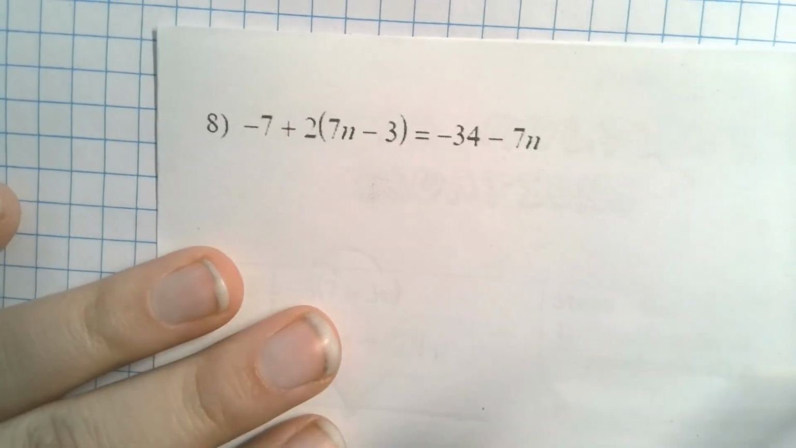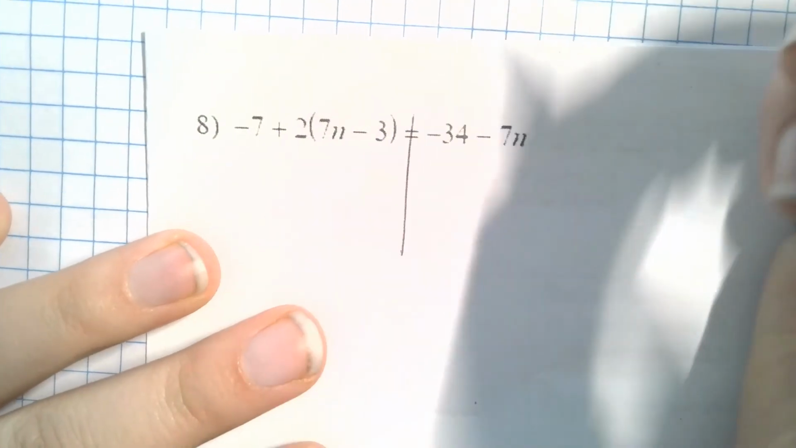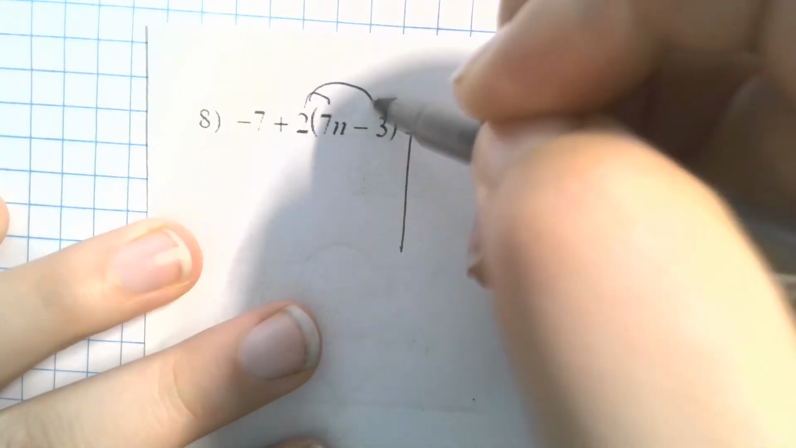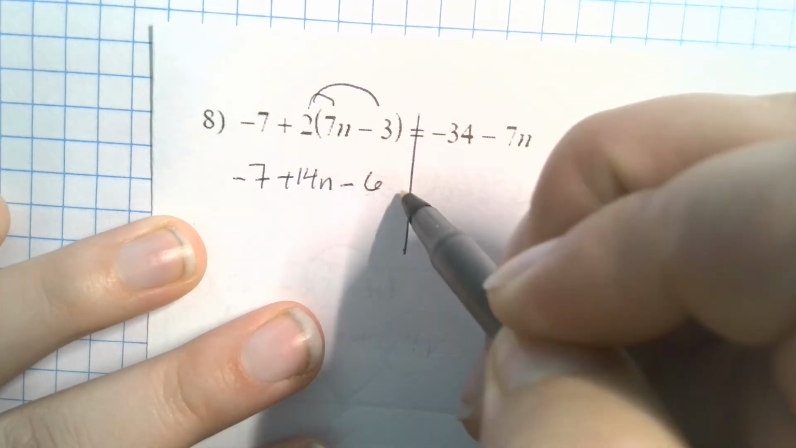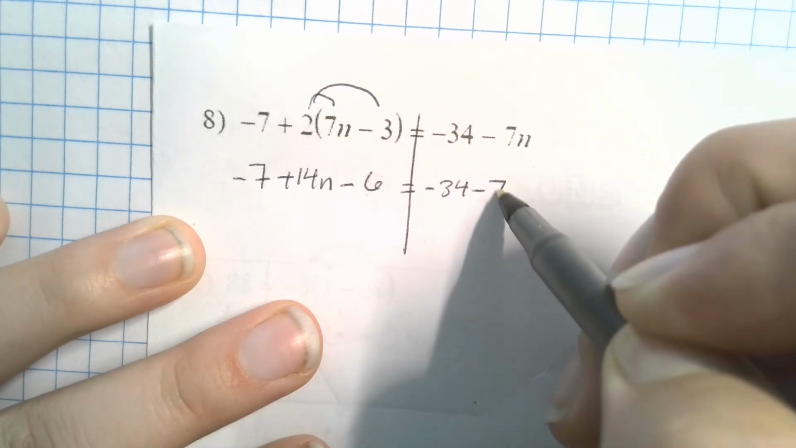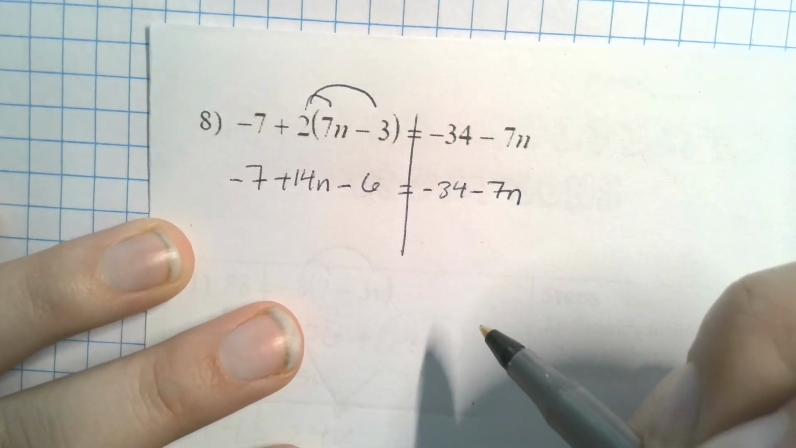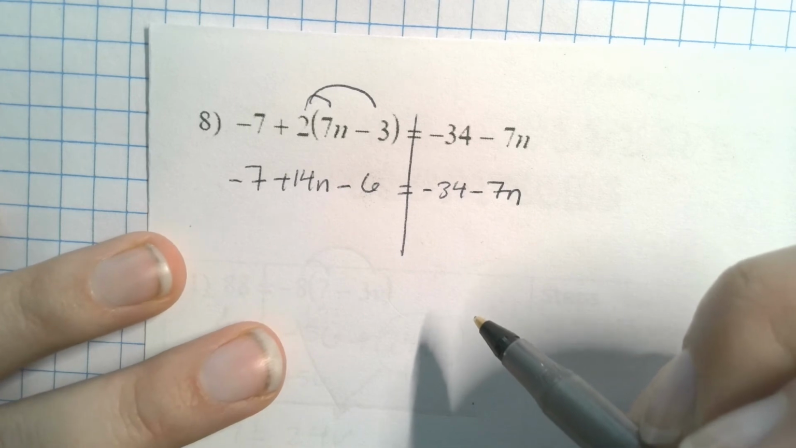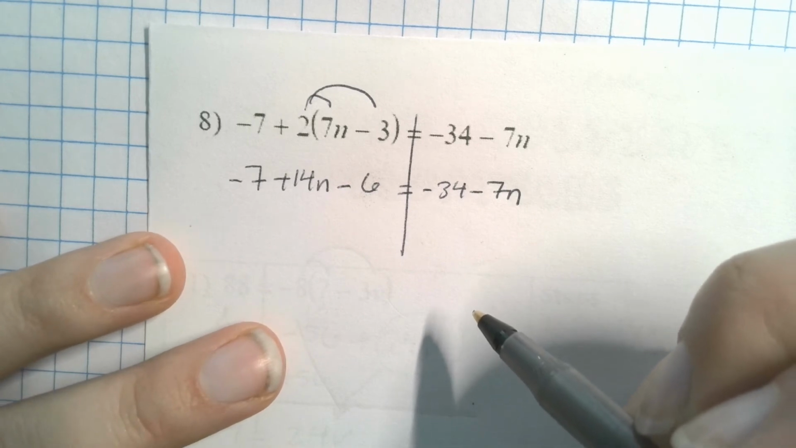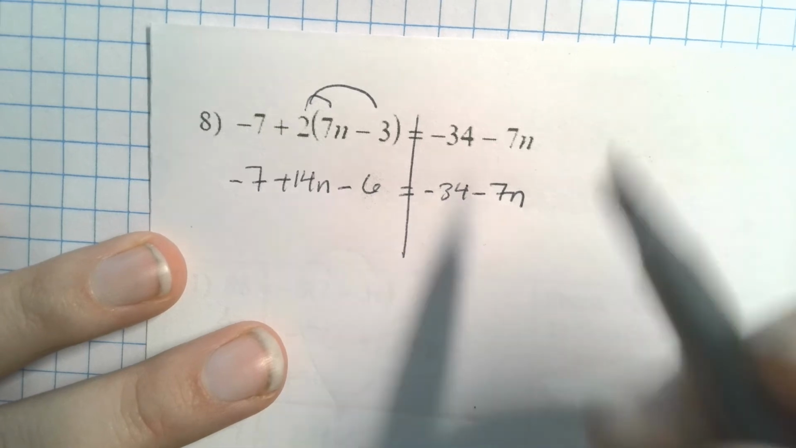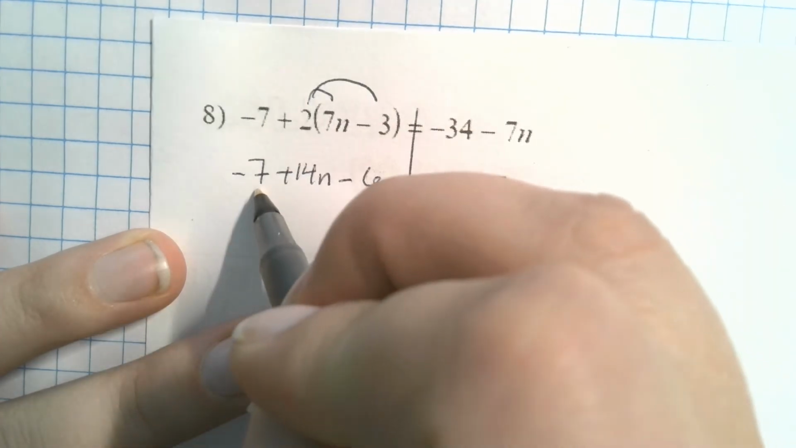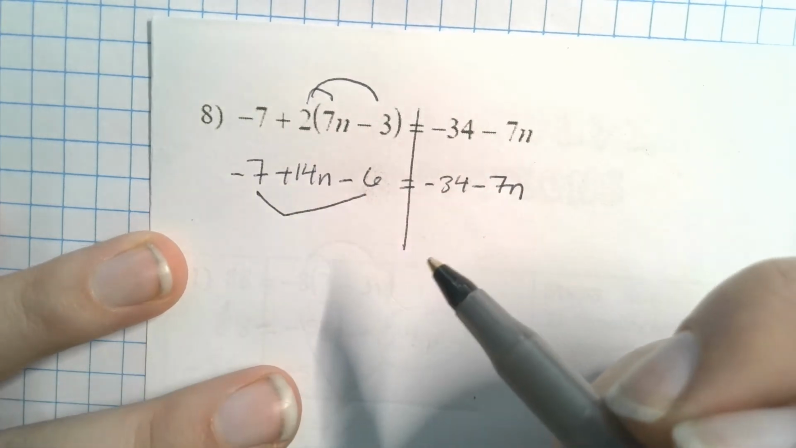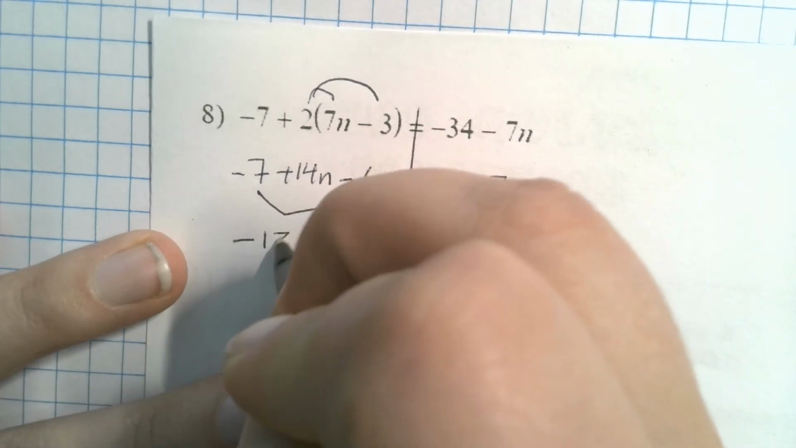On number 8, what was your first step that you did? Distribute. Go ahead and distribute that. What am I going to do next? Anybody? Can I put the negative 7 with something? On the same side, just looking on this side. The negative 7 can go with the, what's that going to make? Negative 13.